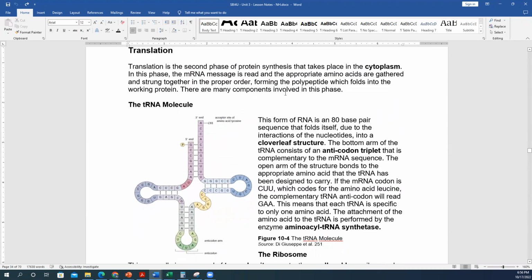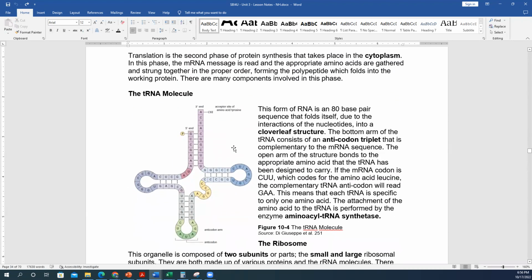So the tRNA is a type of RNA that is made up of about 80 base pairs that folds itself into this kind of a clover leaf structure. And it folds itself in this way because there are complementary stretches along the way that will base pair with each other, creating this sort of a clover leaf shape with these hairpin structures along the way.